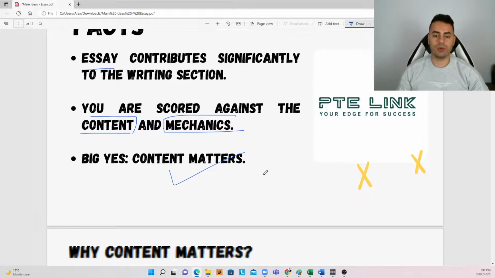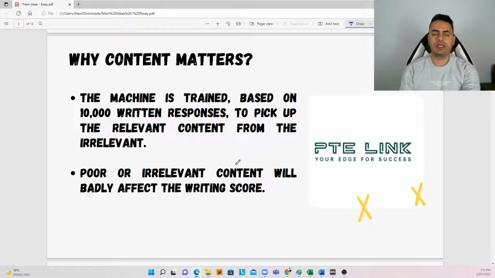It does matter. Why? Because the machine that is scoring you is not dumb or stupid. Pearson has invested a huge amount of money to train and teach this machine. The machine is trained based on 10,000 responses when it comes to the essay, and those responses were scored by two different human writers, and the outcome from those writers acted as big data for this machine. So trust me, this machine will be able to pick up if your content is poor or irrelevant, and it will penalize you big time in the writing score.